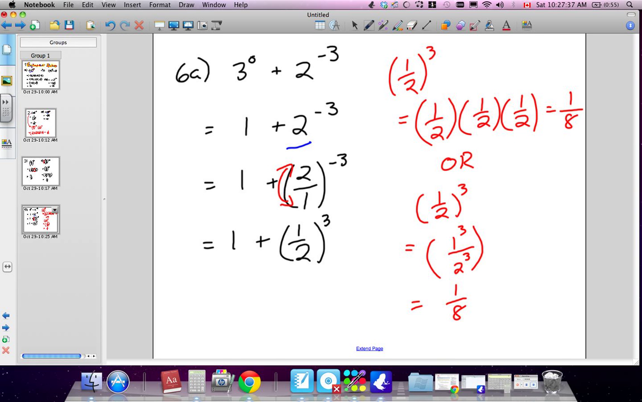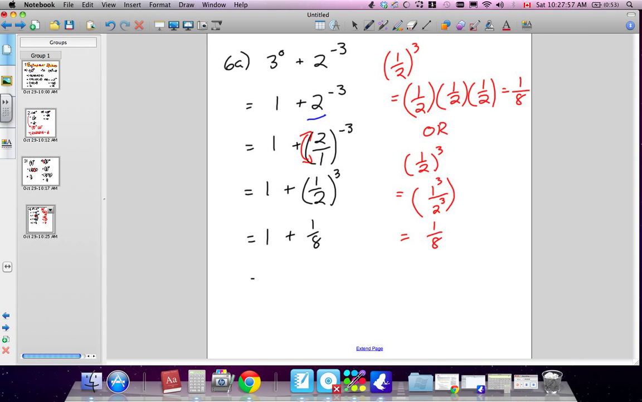So we know that we have 1 plus 1 over 8. Did they say how they wanted it in fractions? No. So we could leave it as a mixed fraction, which is 1 and 1 over 8, or we could do it as improper, and we'd have 9 over 8. Does that make sense?